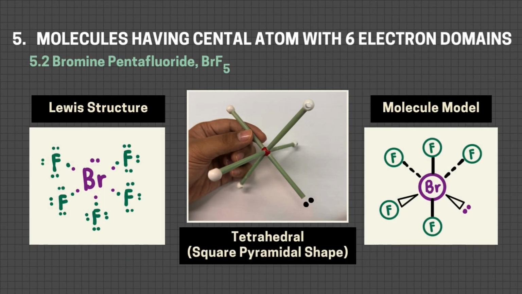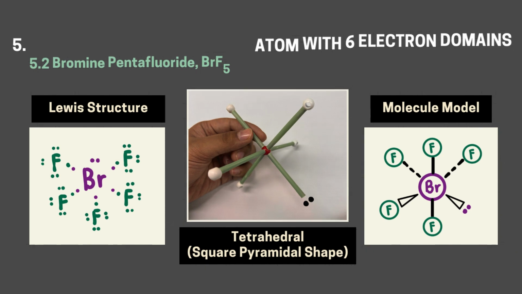For the second molecule having a central atom with 6 electron domains, we have bromine pentafluoride. As we can see in the Lewis structure, the bromine central atom is bonded with 5 fluorine electron domains, and we also have 1 lone pair. The molecule model constructed is based on the model that was created during the experiment. So the shape formed here is square pyramidal.